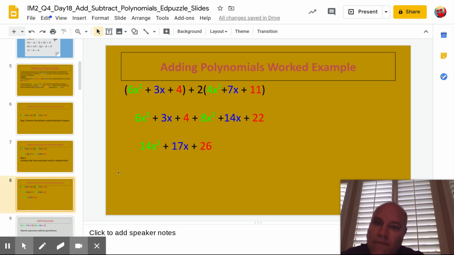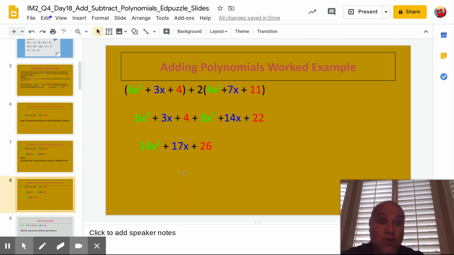And we get 14x squared. I have it all color-coded for you here so you can see the like terms easily. So 6x squared and 8x squared gave us the 14x squared. 3x plus 14x gave us the 17x. And then 4 plus 22 gave us the 26. And there it is in standard form.